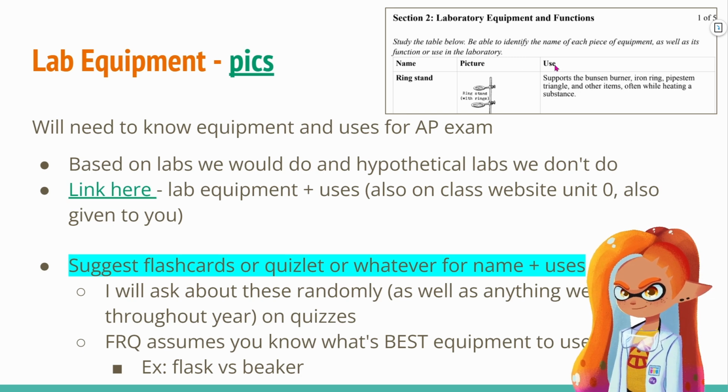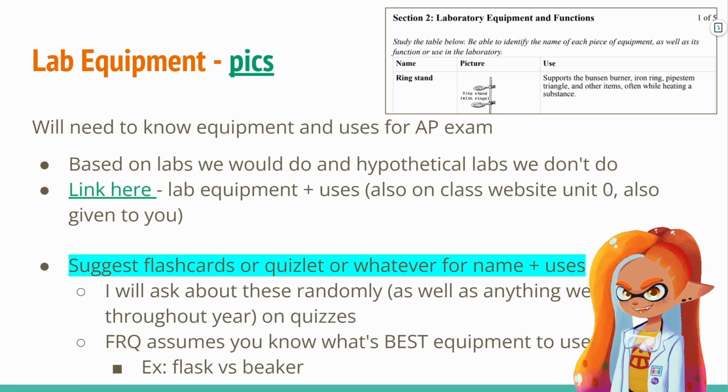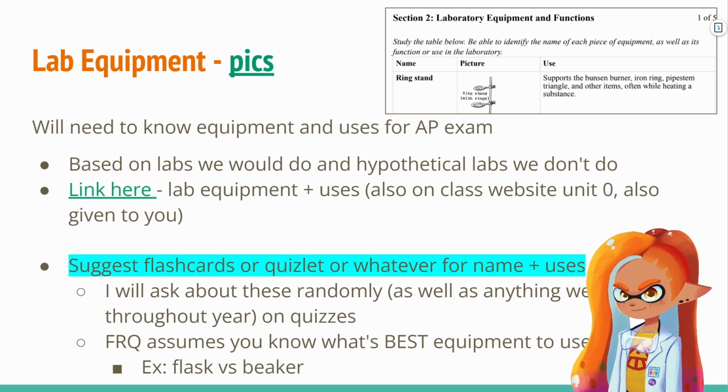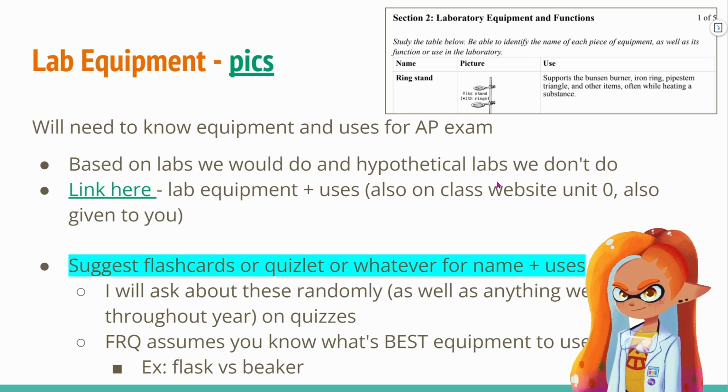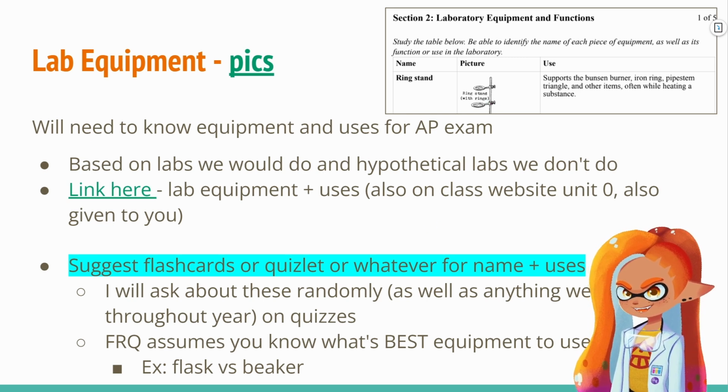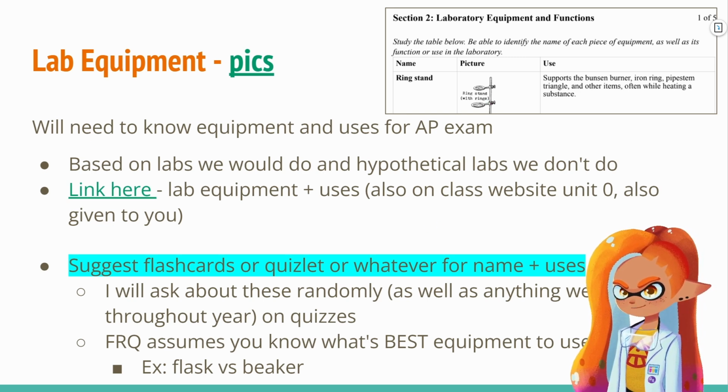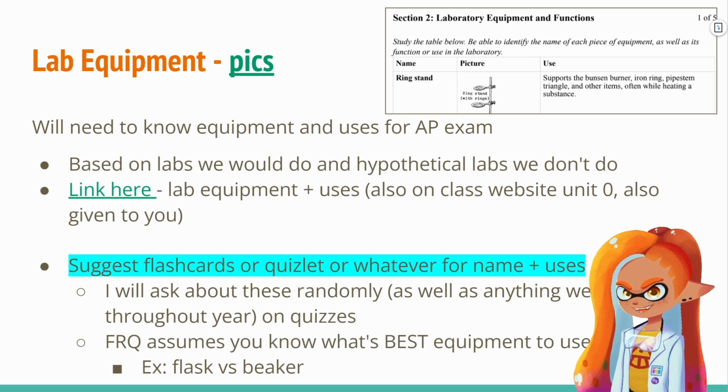I have a link to the list I'm going to give you. Here's a screenshot of it right here. It lists the equipment and what it's used for. My biggest recommendation is some kind of flashcard, whether online like Quizlet or real-life cards, and know the name of the equipment and know its uses. Knowing what it looks like, so you could see the picture right here, for example, would be handy, but not necessary. But it would be good to do.